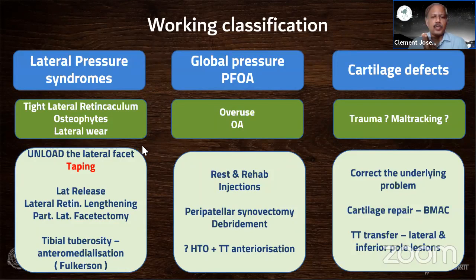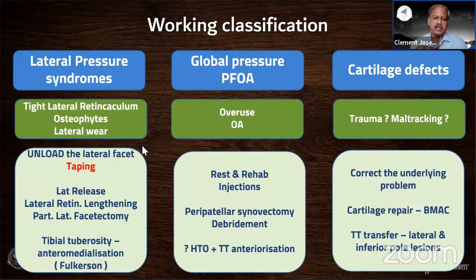Coming to the middle group, where there is a diffuse pain syndrome, the patella is diffusely involved. If it is due to overuse, a period of rest and rehab, and some injections may help. But if it is due to osteoarthritis, sometimes when you're doing an osteotomy, you may want to just do a peripatellar synovectomy, do something like a denervation, and debridement of irregular cartilage wear and fissures, etc. And there has been an attempt by a few people to combine a tibial tuberosity anteriorization along with opening wedge osteotomy, which we'll see later.